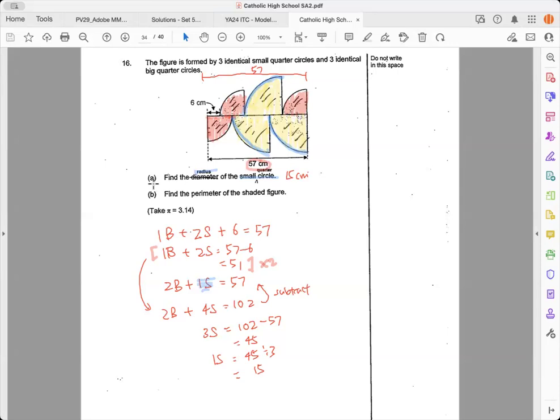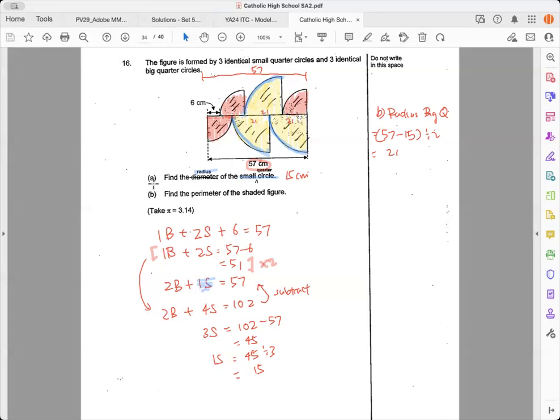So let's do it. B, the radius of a big quarter circle is equal to 57 minus away the small radius, 15, and then divided by 2. I will get 21. So this is 21.